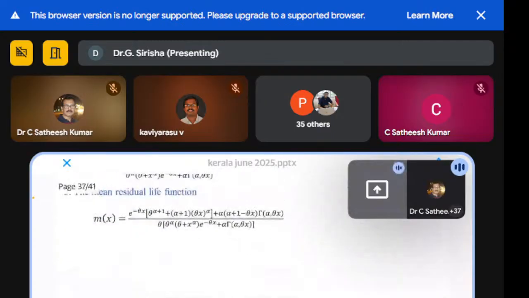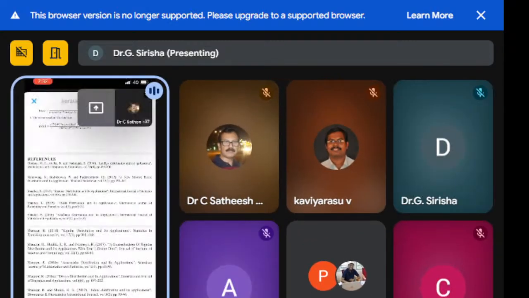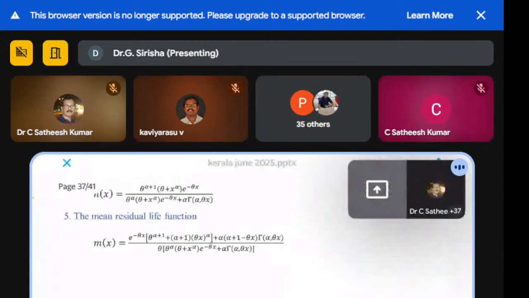These are the references. And these are the existing fixed proportion mixture distributions.